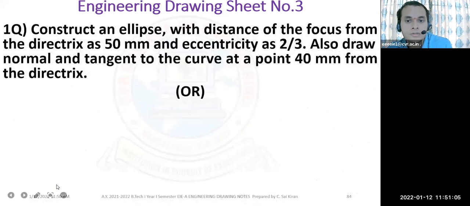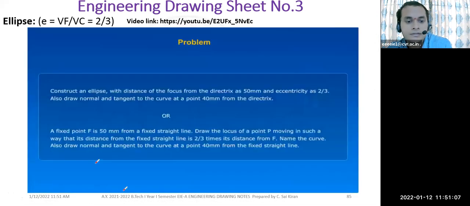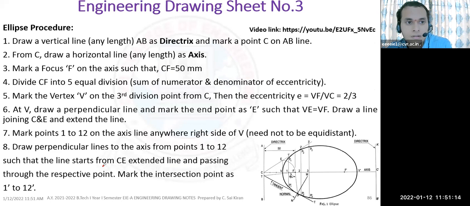Already I have shared the video, so watch the video once so that you will understand. I'm not explaining again; I already gave the procedure. After knowing the vertex, see what the VF distance is. Give the same distance for the EV distance. EV equals VF, and with this radius VF, you intersect the vertical line and get the arc here.